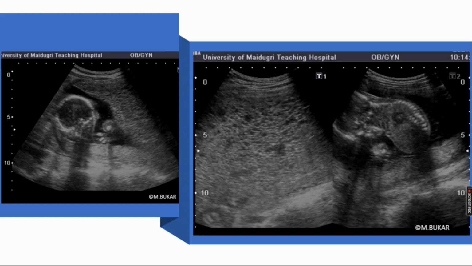These are the still images. As you can see, this is the fetus, apparently normal, with its normal placenta and the molar tissue. And this is the dual image showing the typical honeycomb or snowstorm appearance of the molar tissue, the normal placenta, and the apparently normal fetus.